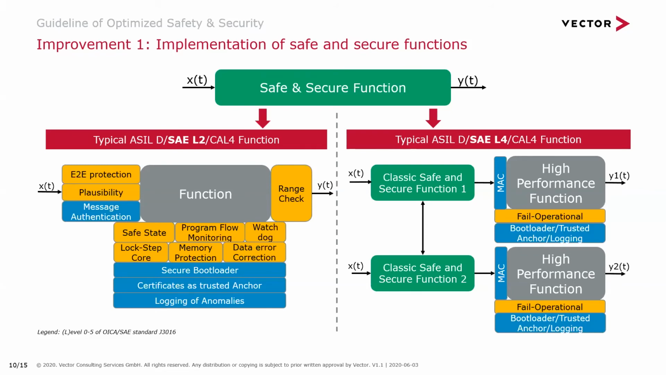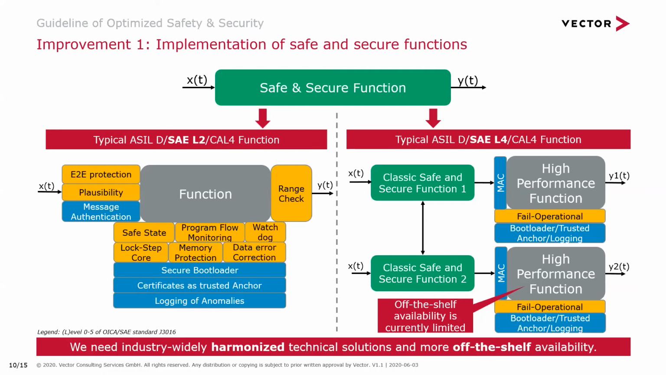So that is just, again, the second interpretation of another kind of safe and secure function. The message here is not to recommend one or the other solution. The message is that we need harmonization on both sides, on the classic side and on the upcoming higher level performance side. We need harmonized technical solutions, not to reinvent the wheel again and again. Maybe on the standard side, maybe as a kind of technical solution as we know it from AUTOSAR. And we need specifically for the right side, for the higher level automation functions, more off-the-shelf availability of safety and security mechanisms. That means software and hardware.